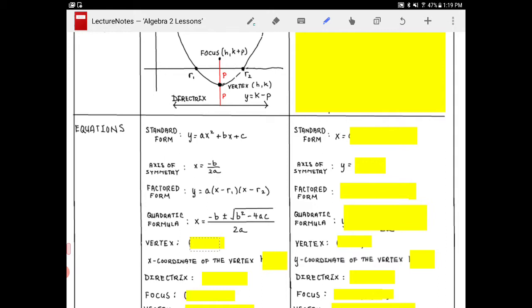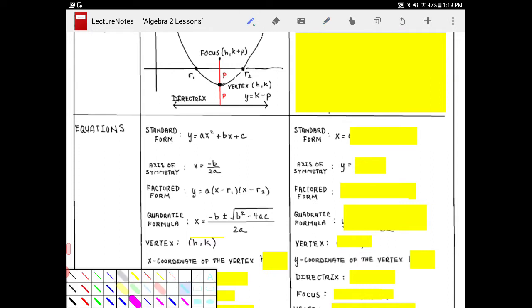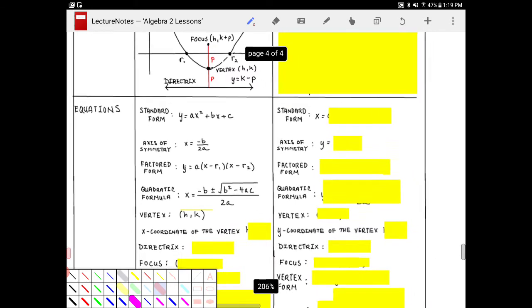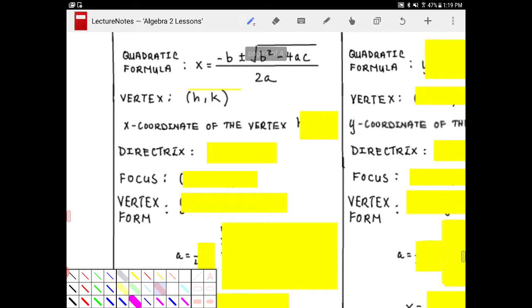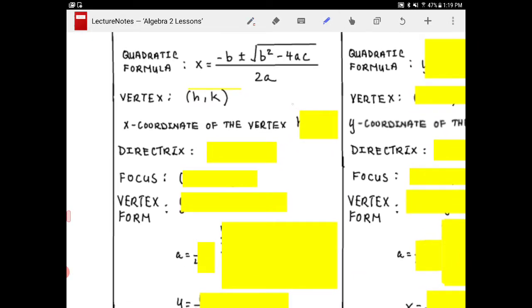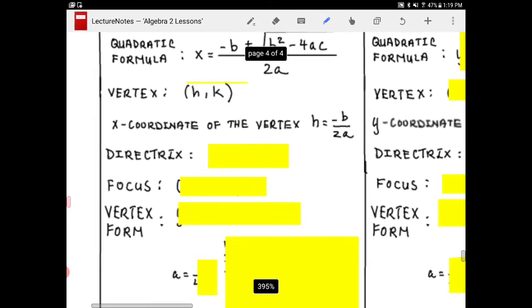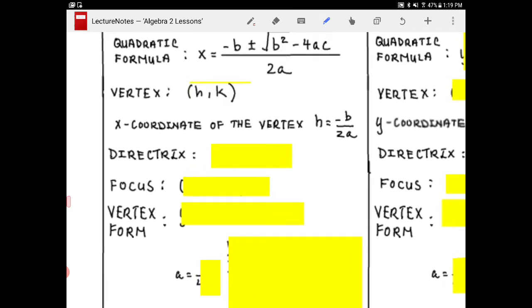Every parabola, every quadratic equation, will have a vertex, and the vertex is located at h comma k, which I've also denoted in the diagram here. So h comma k is the vertex. As it turns out, the x-coordinate of the vertex happens to also be the axis of symmetry. So h, therefore, is equal to negative b over 2a.